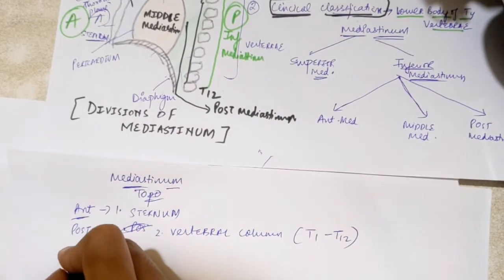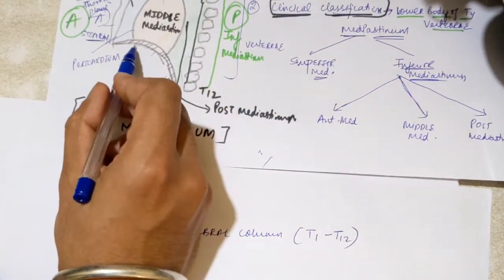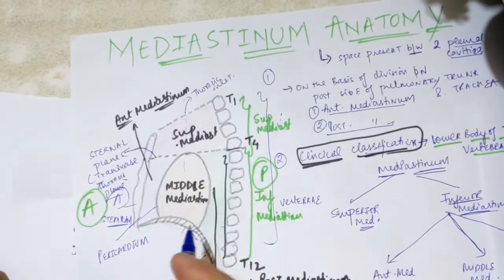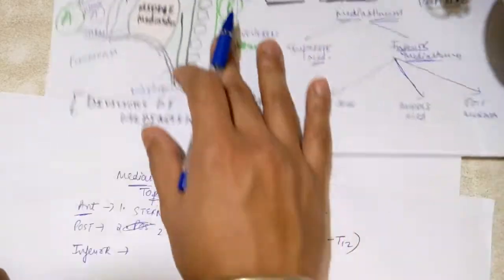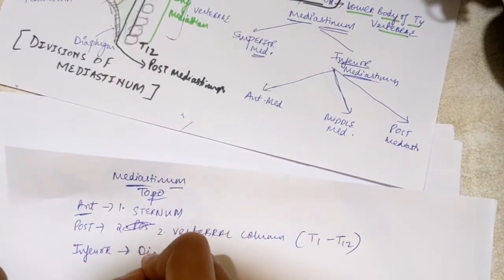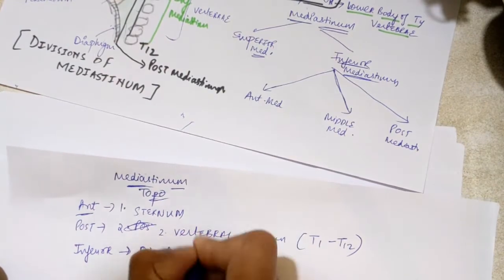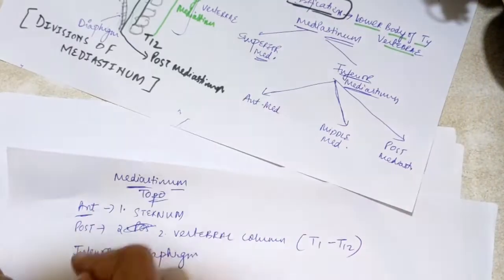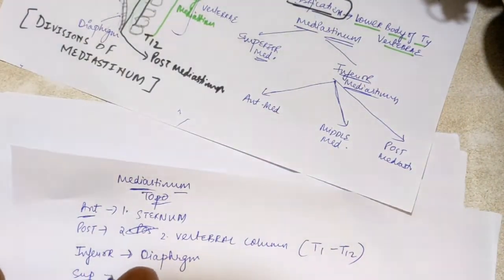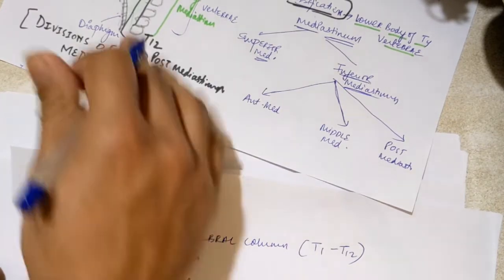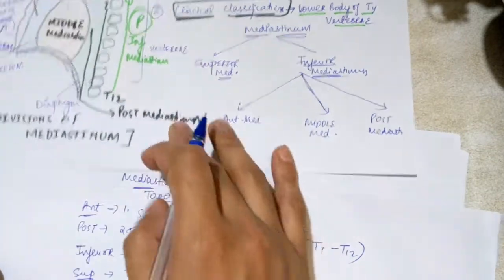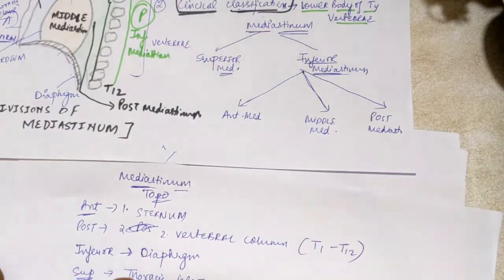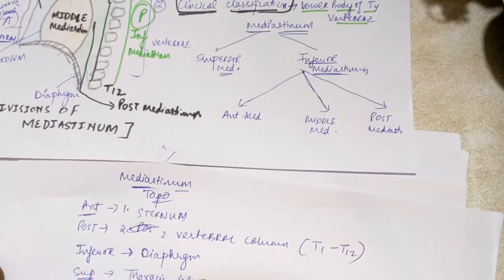Now on the inferior side, you can see there is your diaphragm. So inferior side, there is your diaphragm. Now superior side, you can see this is the thoracic inlet. So superior, there will be the thoracic inlet. And now on the lateral side, on each side, you will see the mediastinal pleura.